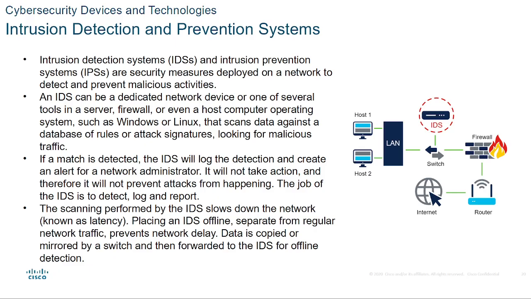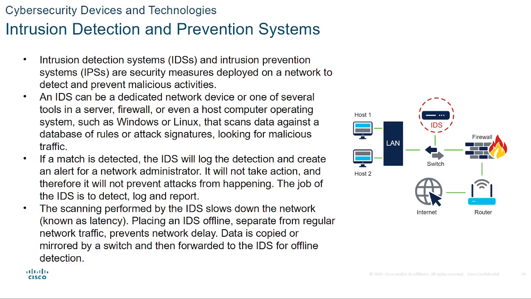Now, intrusion detection and prevention systems. IDS is intrusion detection system. IPS is intrusion prevention system. So these are security measures deployed on a network to detect and prevent malicious activities. An intrusion detection system can be a dedicated network device or one of several tools in a server, firewall, or even a host computer operating system, such as Windows or Linux, that scans data against a database of rules or attack signatures looking for malicious traffic.